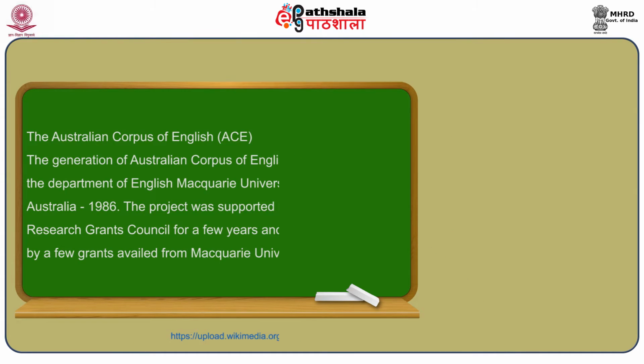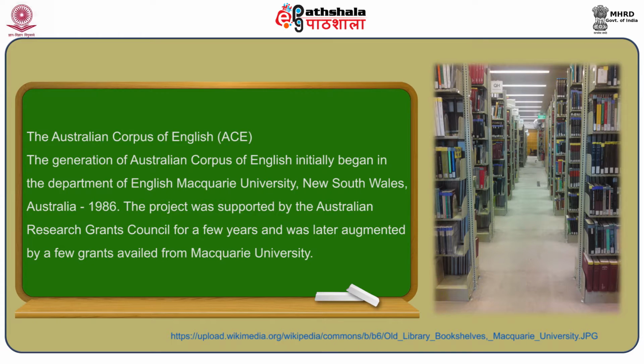If we look at the corpora which are now available, we can refer to some other corpora which are also developed following the frame of the LOB and Brown corpora, and how they become very important in understanding the different varieties of English across the world. The Australian Corpus of English, which is known as ACE. The generation of the Australian Corpus of English initially began in the Department of English, Macquarie University, New South Wales, Australia, in the year 1986.